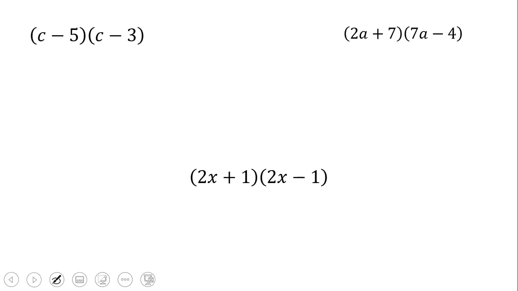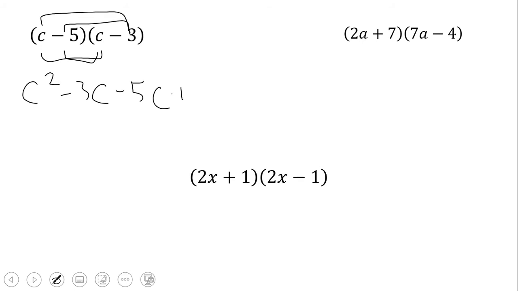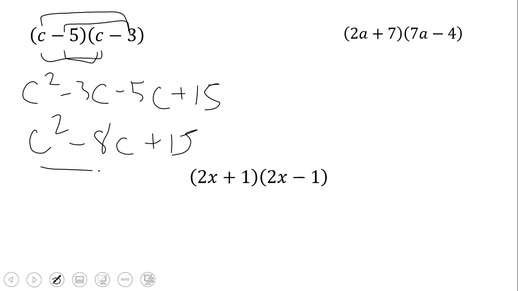So if you go ahead and employ that technique, c times c is, of course, going to give you c squared. That's your first. Then your outers, negative 3c. Your inners, negative 5c. And then your last, make sure that you do a negative times a negative, which is, of course, a positive. For your final answer, standard form, so c squared to start, combine like terms in the middle, and positive 15 at the end.